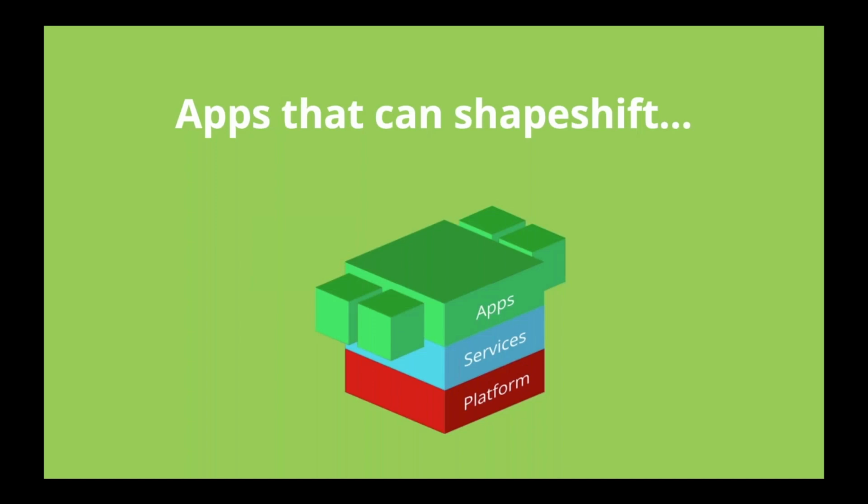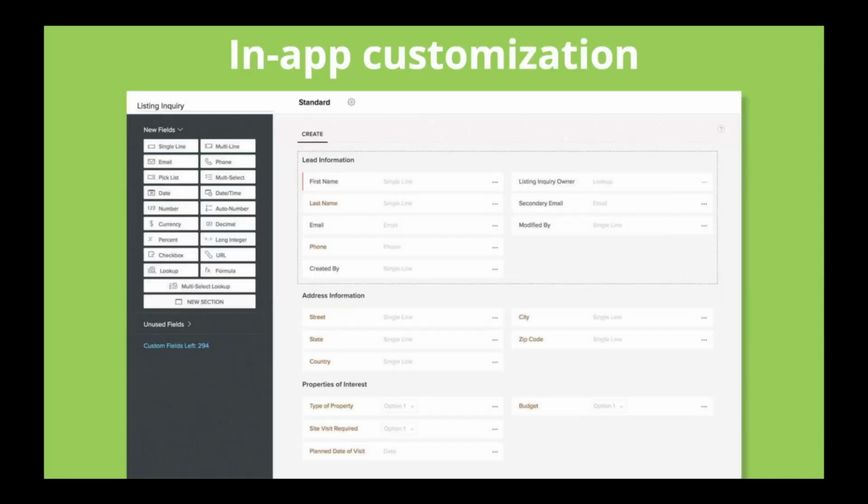So to give you a few examples of how you can customize things in the Zoho One operating system, let's take a look at the app layer first. You want your apps to not be so rigid, to be flexible enough to fit with your business process.